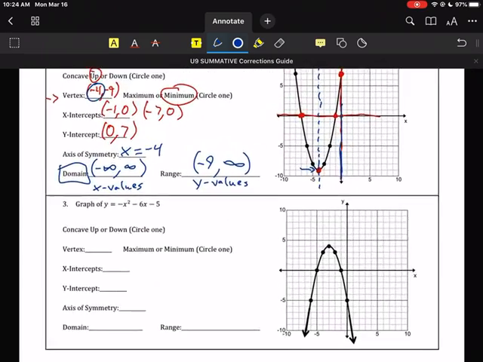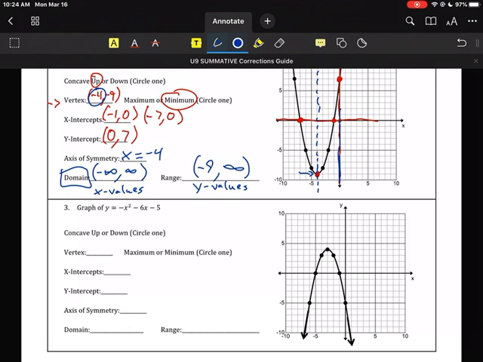So do number 3, and then fix your test, submit that on the assignment, okay?